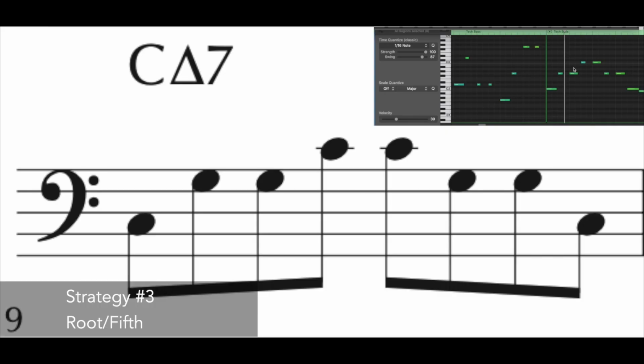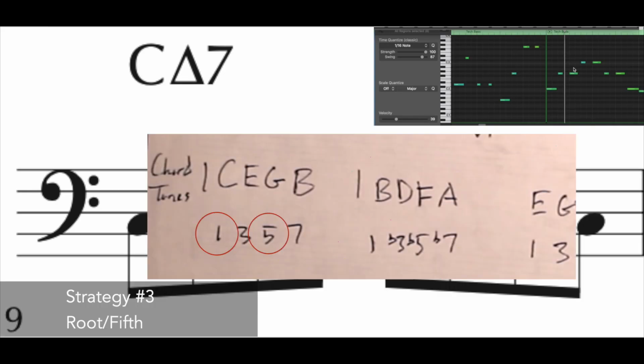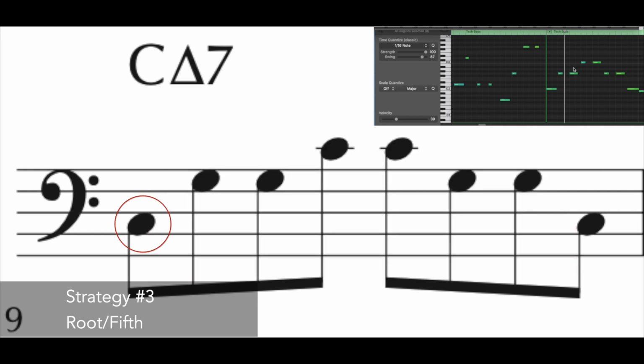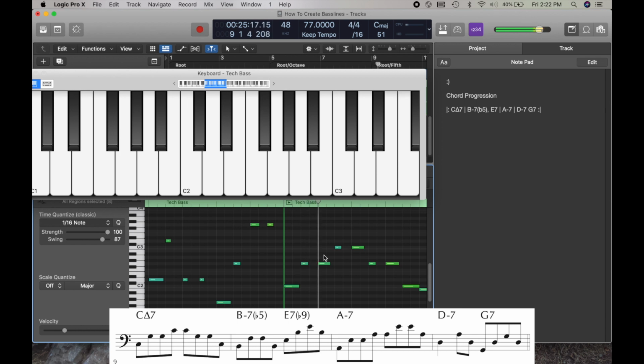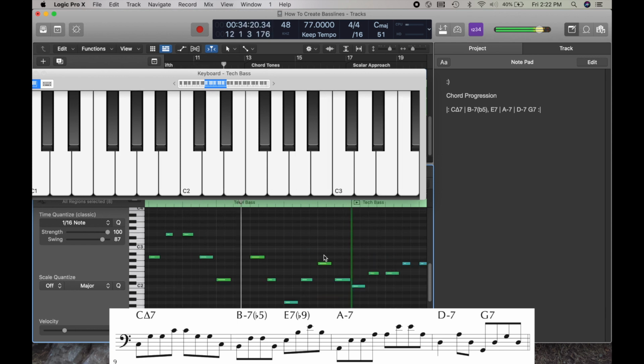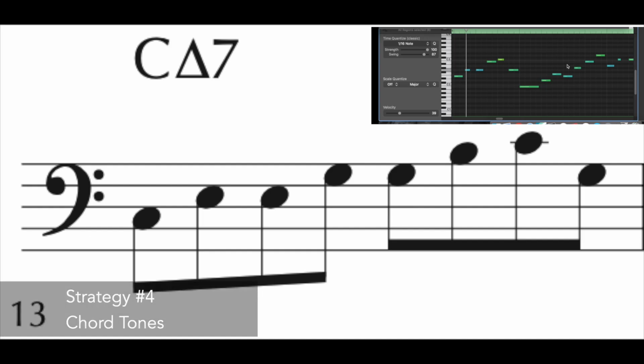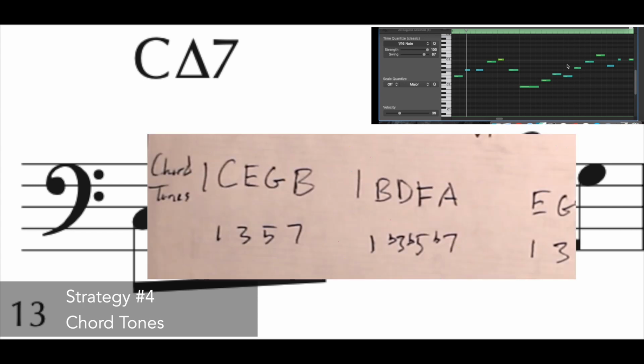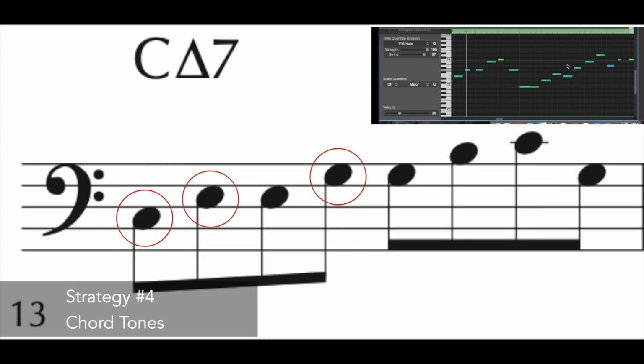The third strategy we can do is called a root fifth motion. So the root of the chord and the fifth of the chord. So the fourth strategy we can use is using chord tones. So chord tones are just notes we can use within the chord. Now we're just including the thirds and the sevenths. So it's important that the bass lines we make lead into the next chord.